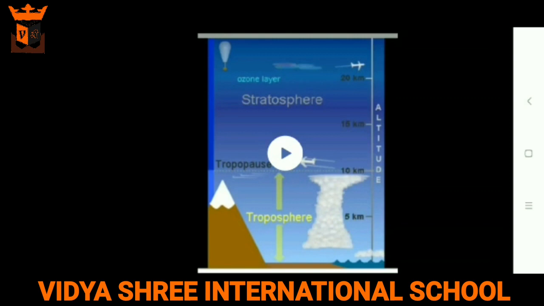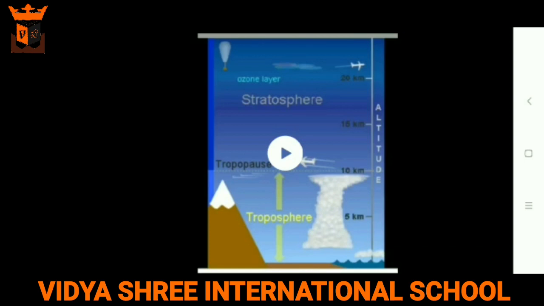Now, let's learn about the second layer of the atmosphere, that is the stratosphere. Above the troposphere lies the stratosphere. It extends up to the height of 50 kilometers. And this layer is almost free from clouds and associated weather phenomena. So this kind of condition is ideal for flying aeroplanes. The aeroplanes that fly, fly within this layer.